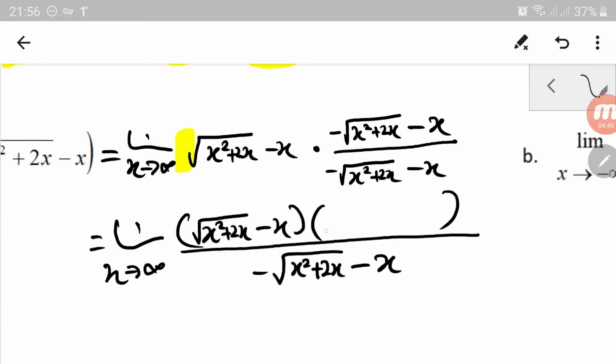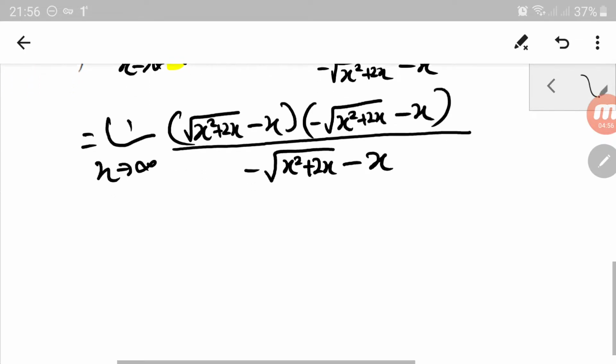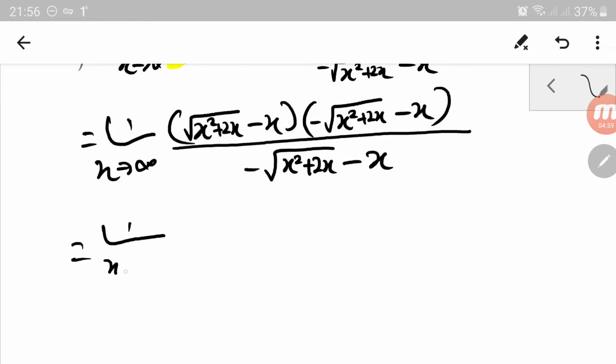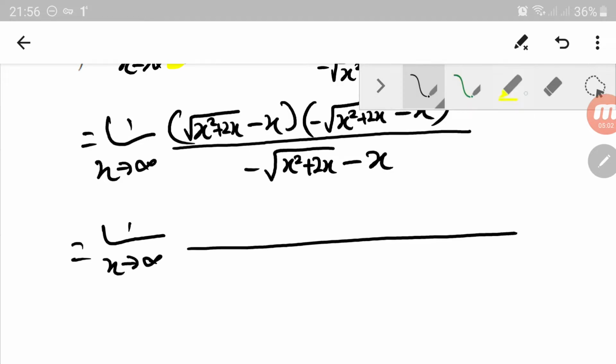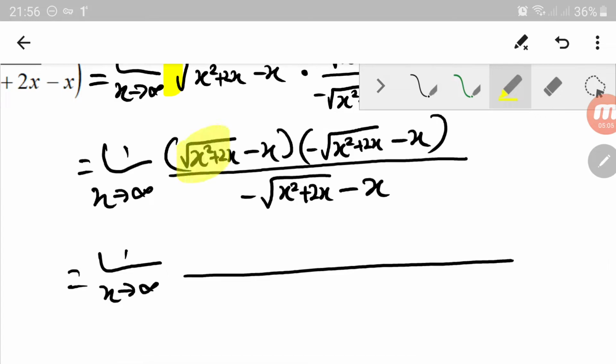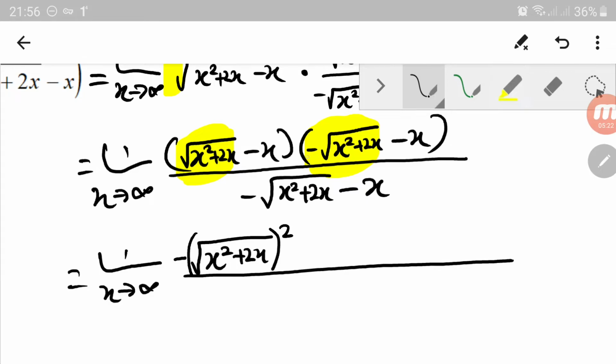Then the limit as x approaches infinity of the line. Now we do one by one. This one multiplied by this one gives minus square root of x squared plus 2x. Since the contents of the root are the same, we might as well put a square. But as you notice, this negative is supposed to be outside here, so please take note.